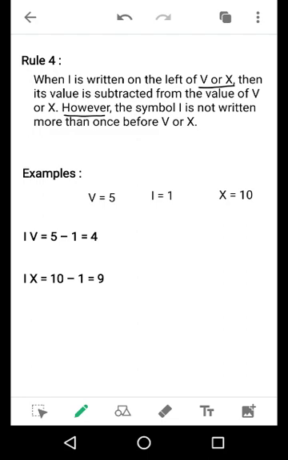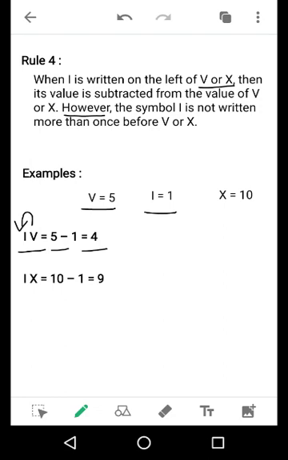Now see the examples. See the first example. Here we see I, V. I is written on the left side of V. So according to this rule, the value of I is subtracted from the value of V. The value of V is 5, the value of I is 1. We are going to subtract 1 from 5 and we get 4. That is 5 minus 1 equals 4. This is the representation of 4.